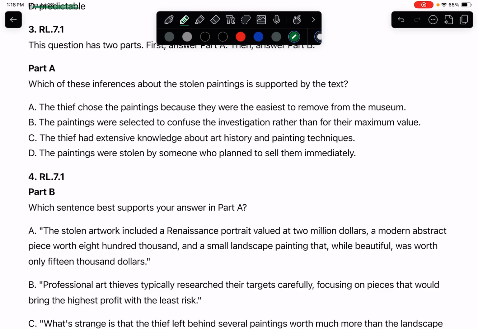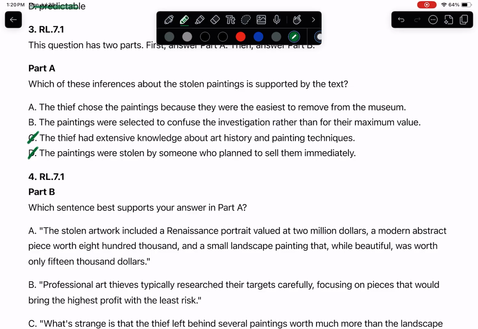The thief chose paintings because they were the easiest to remove from the museum. The paintings were selected to confuse the investigation rather than for maximum value. The thief had extensive knowledge about art history and painting techniques. No, he doesn't. He's a security guard, right? He doesn't really know anything about paintings. So let's cross that one out. The paintings were stolen by someone who planned to sell them immediately. Again, no. He said, I needed time.